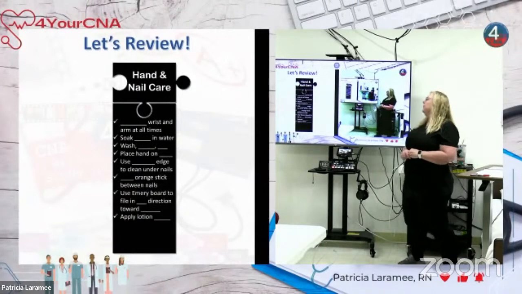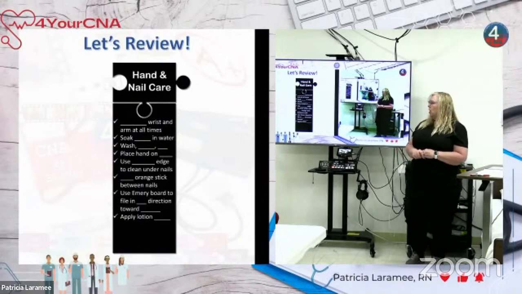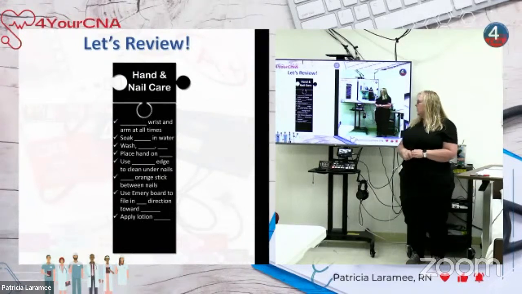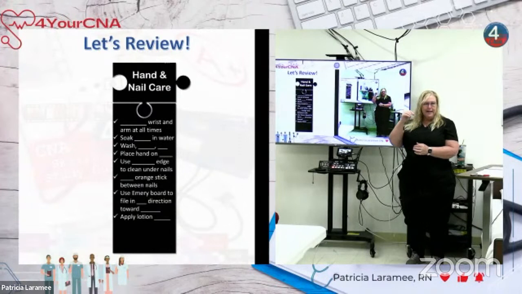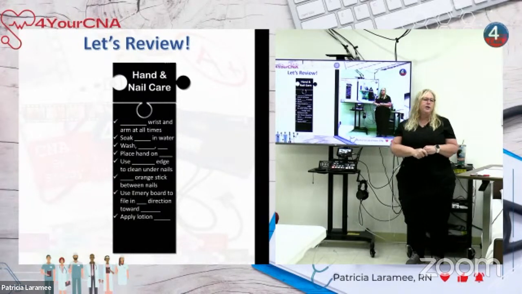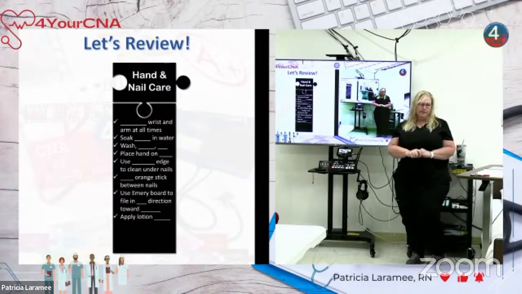Hand and nail care. We're going to support the wrist and arm at all times as we lift it and put it in the basin and on the towel. We're going to soak the hand in water. Whatever we wash, we rinse. Whatever we rinse, we dry. We'll place the hand on the towel and use the beveled edge or the slanted edge to clean under the nails, wiping it off in between. We're going to use an emery board to file in one direction toward the center, and we'll apply lotion last.